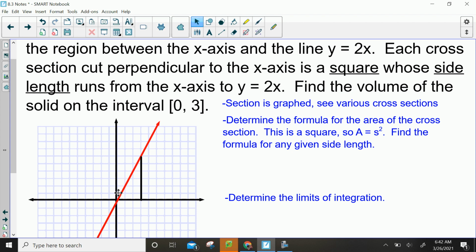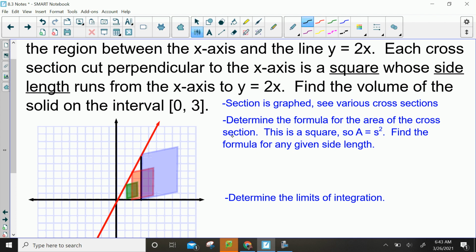So if I could lay it flat, I would. That would be the base. And our cross sections are squares that are being cut standing up from the base. Okay, so we need to determine the formula for the area of each cross section. It's a square here, so we have A equals S squared. We need to find the formula for any given side length.